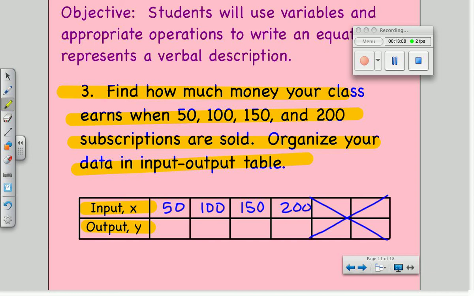Now how do I figure out what's the output? How much money did I make? Well, every time I sell one, I make $3. So $3 times 50 is 150. So here I make $150. How about here, if I do $3 times 100? Then I would make $300. What if I do $3 times 150? Well, that would be $450. And $3 times 200? Well, that would be $600.